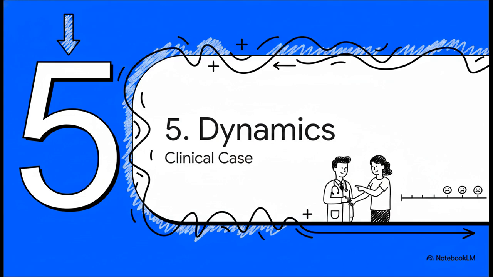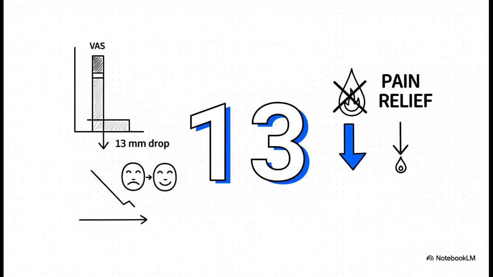Section 5. Dynamics and clinical case. Before we see our patient, you need to understand one more vital number: 13 millimeters. This is the minimum clinically important difference, or MCID.